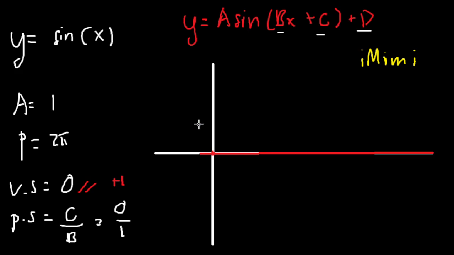Dito. Yan. Mag-i-stay tayo dyan. Now, anyways, moving on. Since ang vertical shift natin ay 0, let us now take a look at our amplitude. Ang amplitude natin is equal to 1 unit.